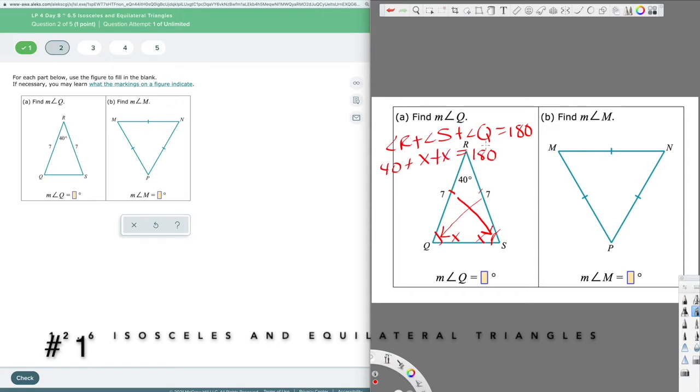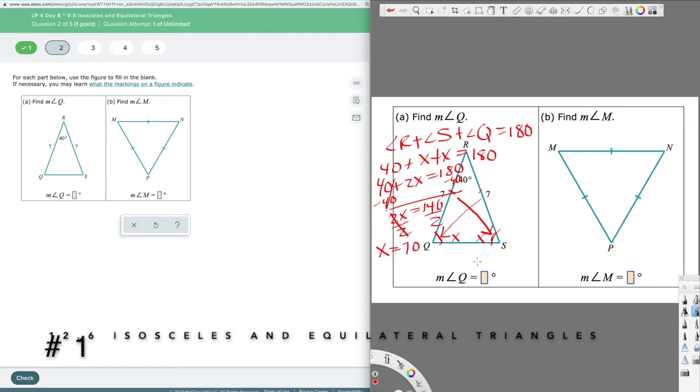So now I can just solve for X. I have 40 plus 2X equals 180. I'm going to subtract 40 from both sides, because I want to know what's left over for my two angles at the bottom here. So 2x equals 140, so that's all that's left over for these. And since they have to be equal, it makes sense that we're going to be dividing by 2. So we're going to divide by 2 and we're going to get 70 degrees.